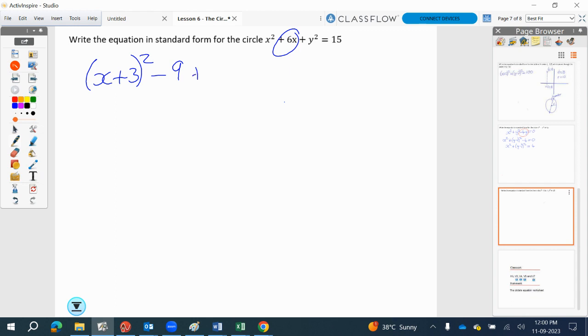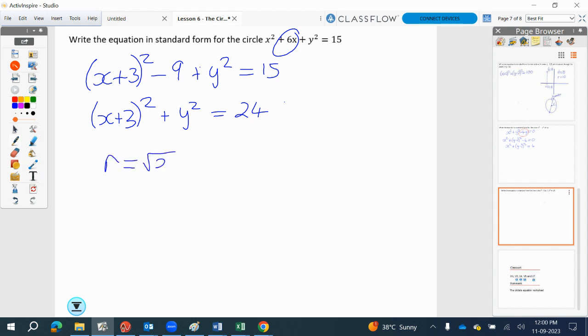Then we can see there's no term in y, so it's simply y squared, and we have a 15 here. Lastly, we need to move the excess from the completed square to the other side, and we'll get 24. What is the radius of this circle? The radius is root 24.